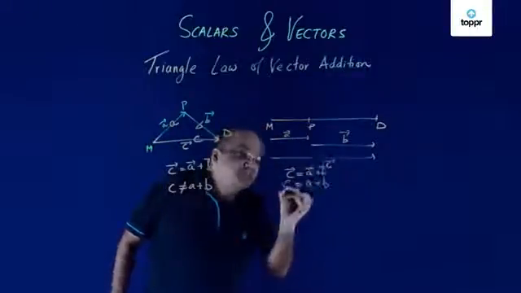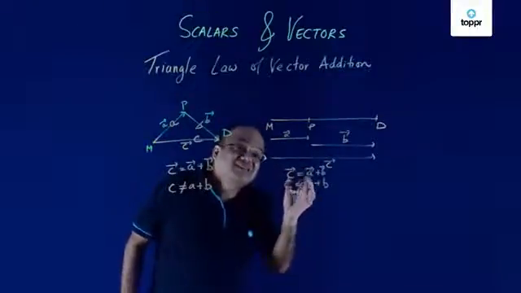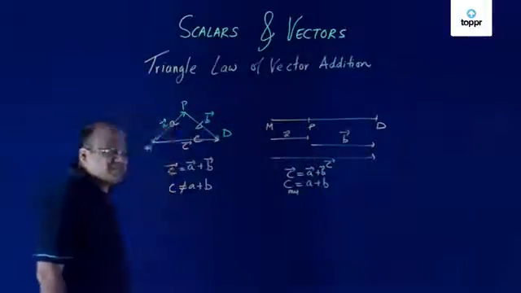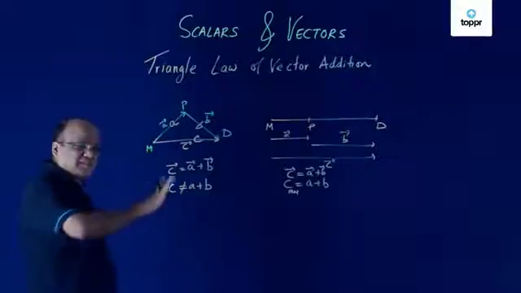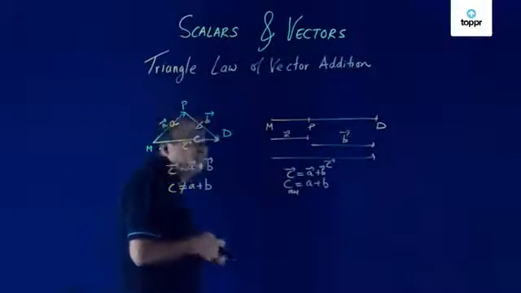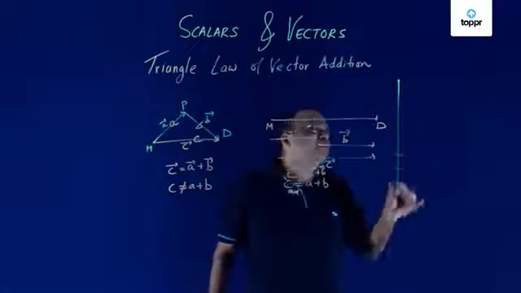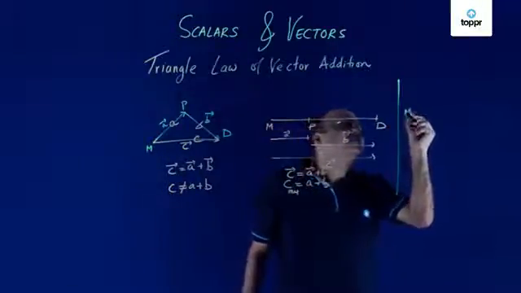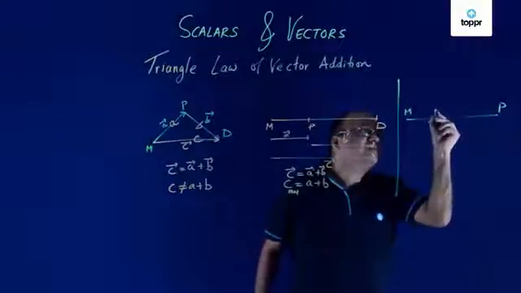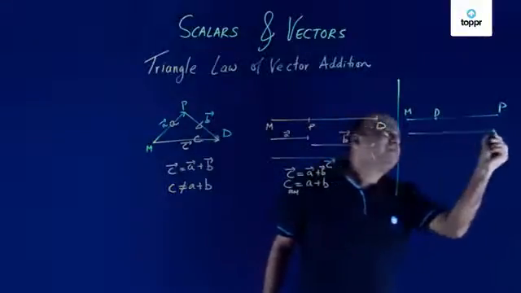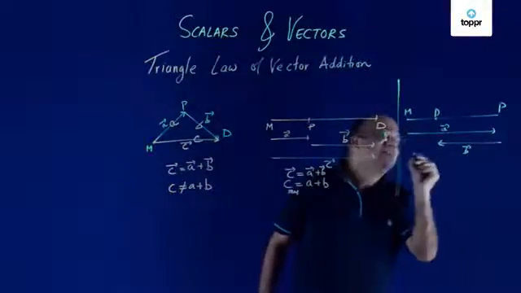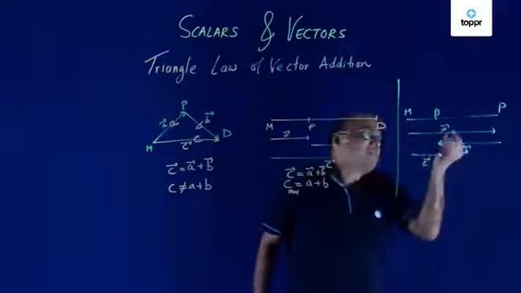And this is the maximum possible value of C. C cannot be more than that. C maximum is A plus B. So this is the maximum situation. When will it be minimum? Suppose M is here. P is very far away. D is in between. So this is our A vector. This is B vector. C vector is A vector plus B vector.